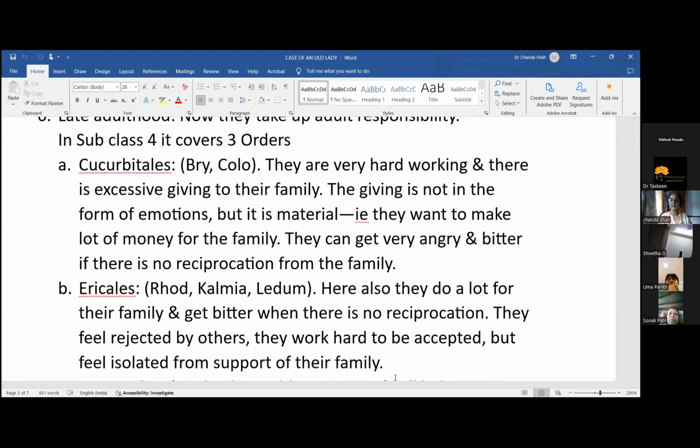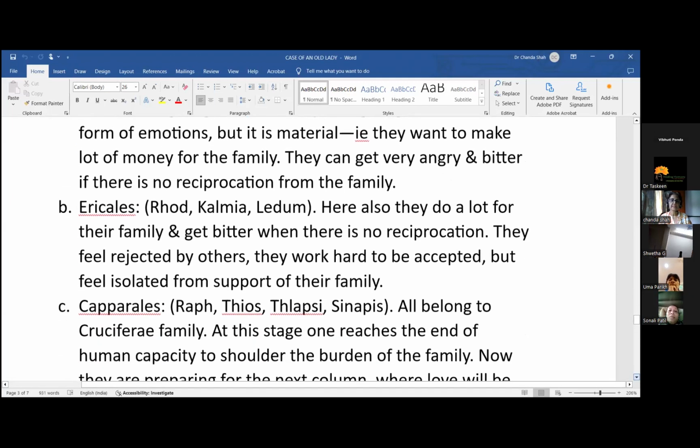But the giving is not in the form of emotions. Here it is more material. So they want to make a lot of money for their family. And they can get very angry and bitter if there's no reciprocation from the family. Then next is Ericales, which has remedies like Rhododendron, Kalmia, Ledum.